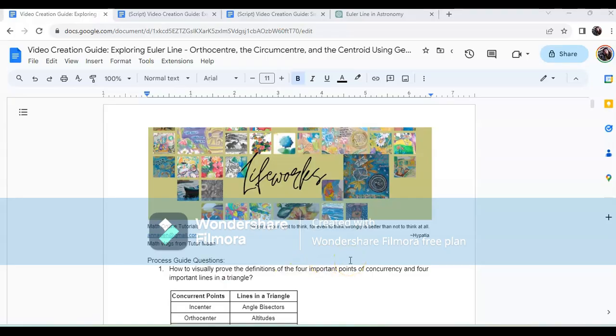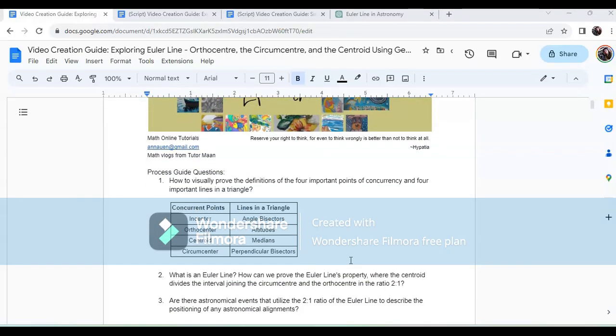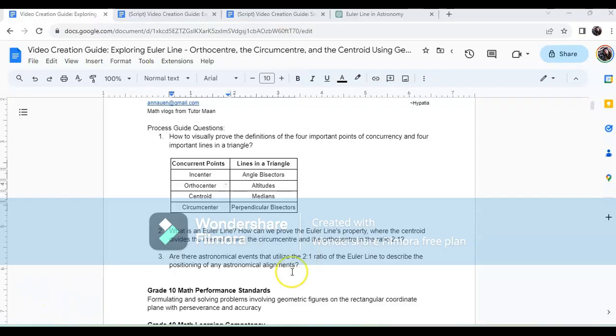You might be wondering and have the following inquiries, like how to visually prove the definitions of the four important points of concurrency and four important lines in a triangle. Second question, what is an Euler line? How can we prove the Euler line's property where the centroid divides the interval joining the circumcenter and the orthocenter in the ratio of 2:1?